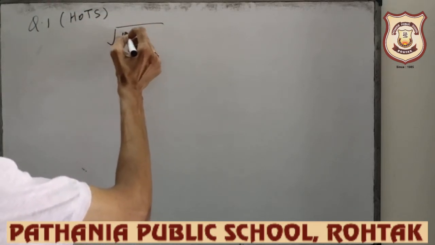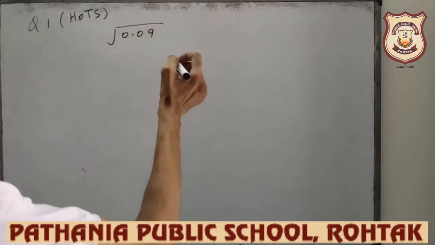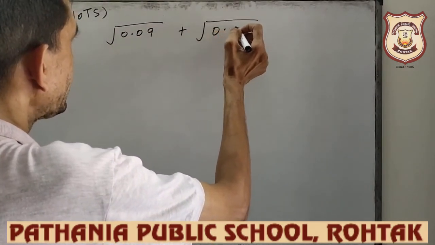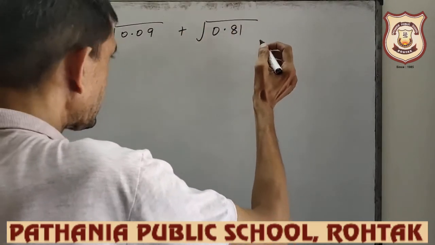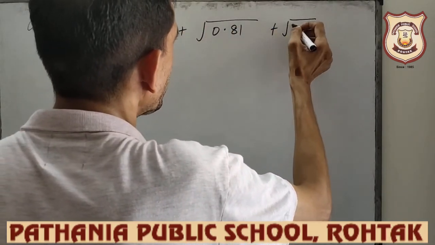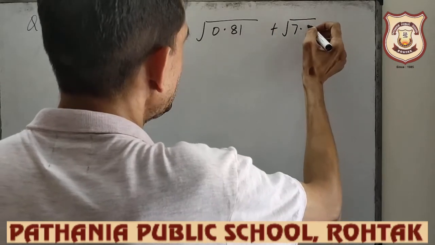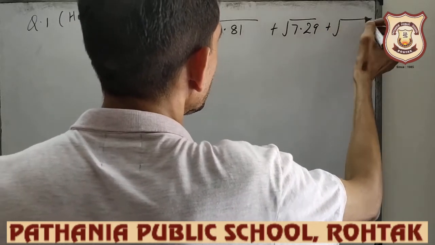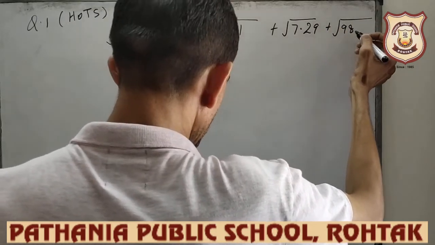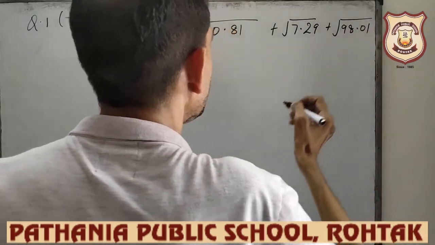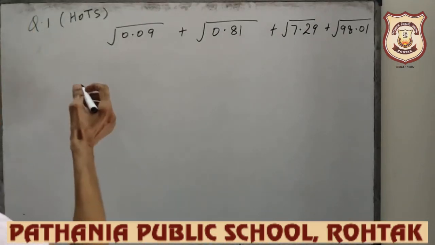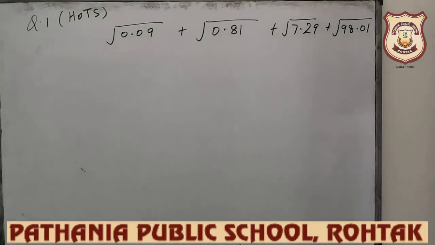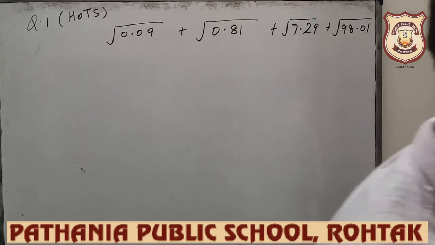Under root 0.09, find the value of this, plus under root 0.81 plus under root 7.29 plus under root 98.01. Find the value of this. So what you have to do, first remove all the decimals and then solve it.